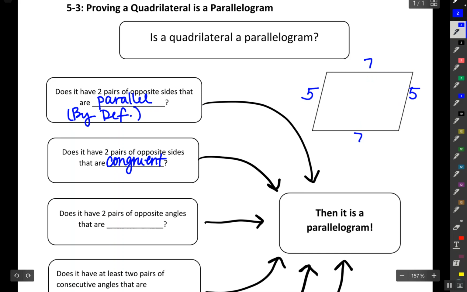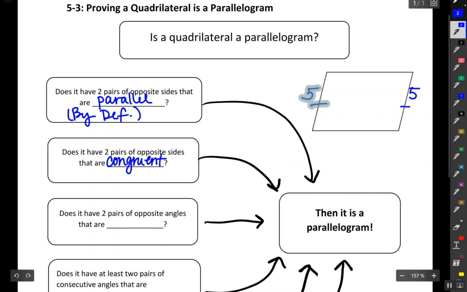Okay. An important thing to note is if you only have one pair of congruent sides, that is not enough. There are other shapes that have four sides that have one pair of parallel sides but are not parallelograms. Even if you think it looks exactly like a parallelogram, that's not enough information. Okay, it has to have both pairs.